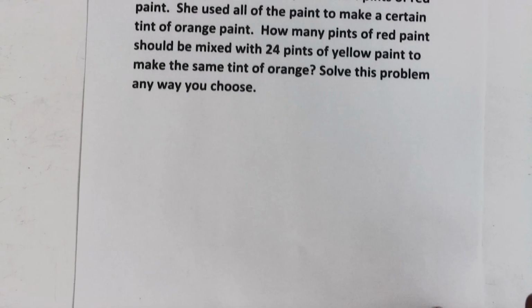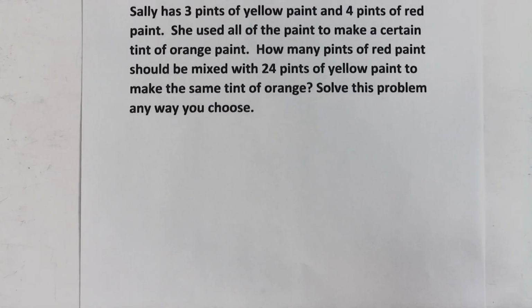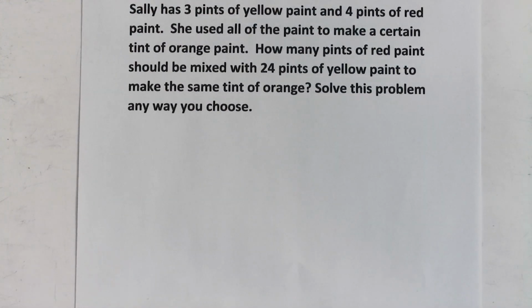Here's our problem. Our problem says Sally has 3 pints of yellow paint and 4 pints of red paint. She used all of the paint to make a certain tint of orange paint. How many pints of red paint should she mix with the 24 pints of yellow paint to make the same tint of orange? Solve this problem any way you choose.